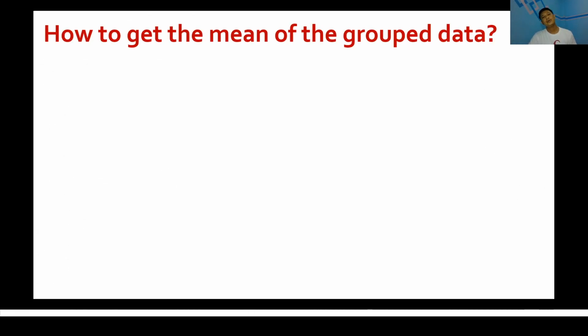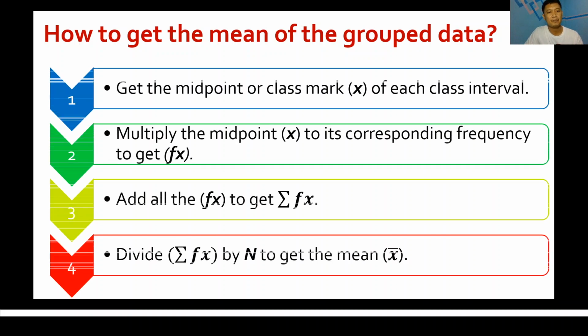Here are the steps on how to get the mean of the group data. The first one is we're going to get the midpoint or class mark of each class interval. How? To determine the midpoint or the class mark, we simply add the lower limit and the upper limit and divide it by 2. That is a very basic step on how to get the midpoint or the class mark.